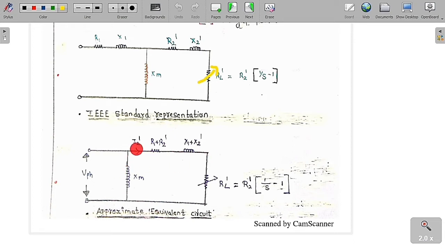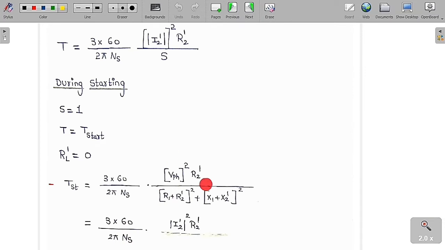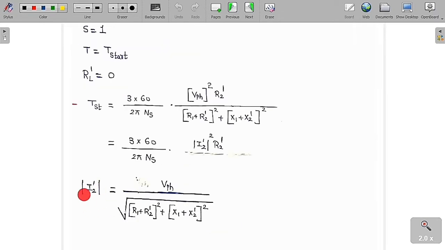But if I want the I2 dash whole square, it's V phase whole square by R1 plus R2 dash whole square plus X1 plus X2 dash whole square. So we can substitute here into R2 dash. This is called the starting torque expression. So 3 into 60 by 2 pi ns, as s is equal to 1 here, into the magnitude of I2 dash whole square into R2 dash. As I already told you, the magnitude of I2 dash is nothing but V phase by under root of R1 plus R2 dash whole square plus X1 plus X2 dash whole square. I have already told this from the approximate equivalent circuit.